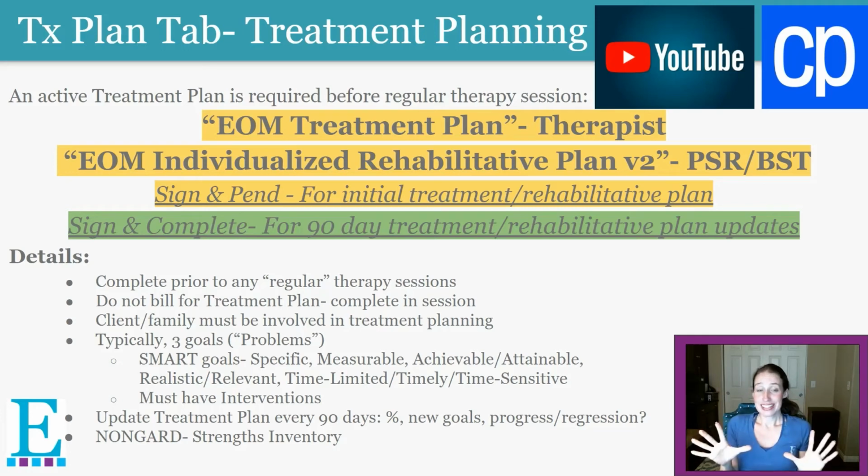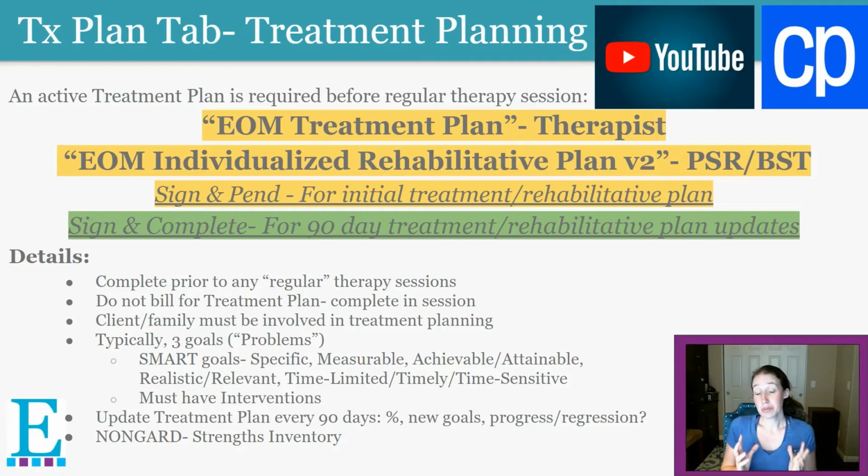Yellow. Stop, slow down. You need to sign and pen all initial treatment or rehabilitative plans. You are going to be good to go on any 90-day treatment or rehabilitative plan updates. So you can sign and complete those, but you need to slow down and just sign and pen your initial treatment plans for clients. Again, Medicaid guidelines say you should be completing that prior to any regular therapy sessions.